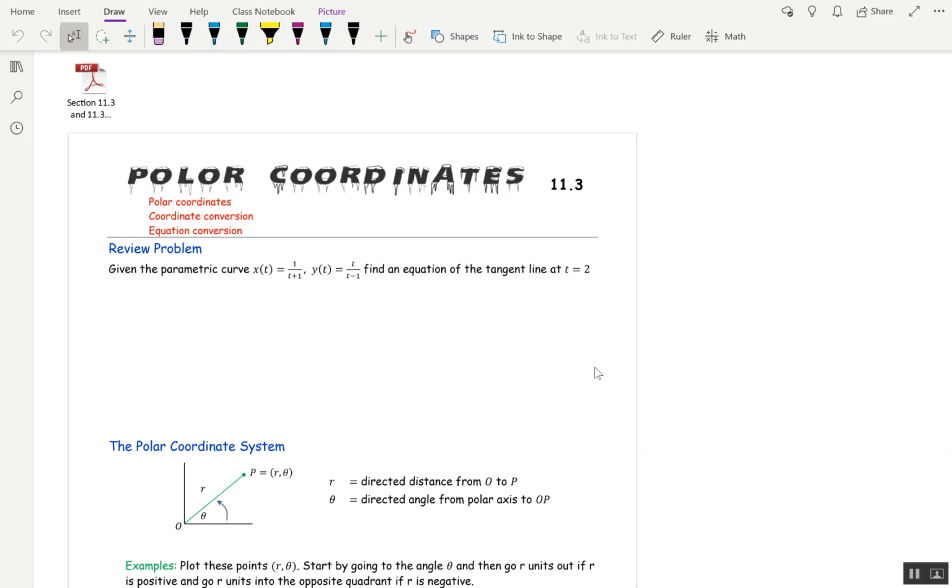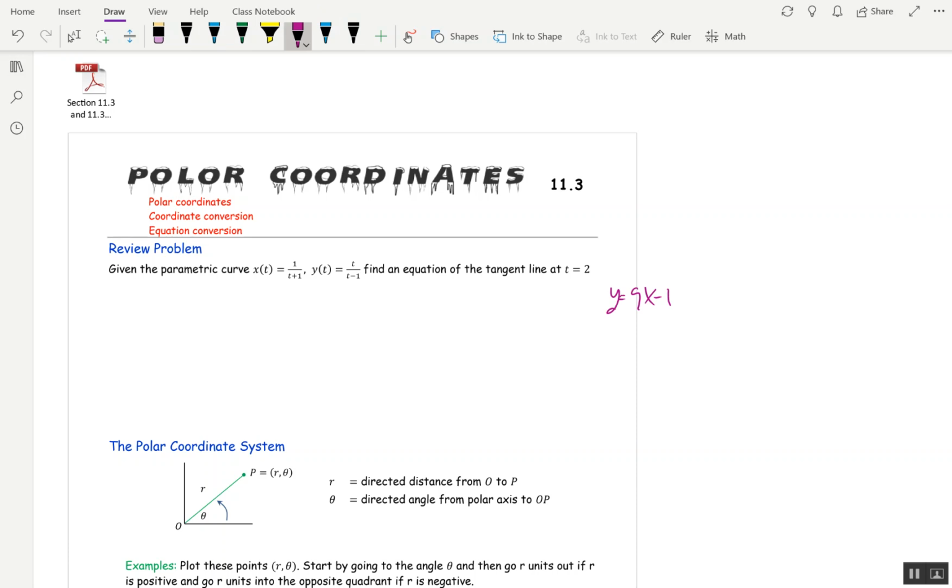This is section 11.3, and I'm going to introduce polar coordinates. But first, let's start with a review problem. Why don't you pause the video and see if you can do this review problem? You should get, as your answer, y equals 9x minus 1.